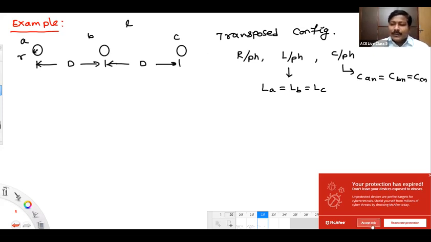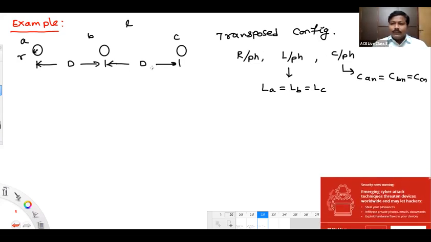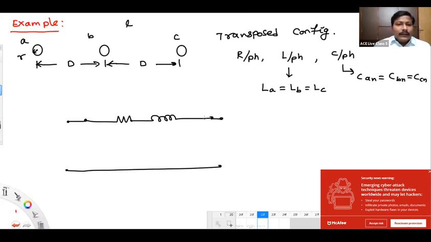Just listen to my words, what I'm saying. After getting this R per phase, L per phase, and C per phase, these three values for length L, we are arranging in a model. So I can say this is the total resistance, and this is the total inductance for the complete length of line L. And the capacitance we will take half here, C by 2, and the remaining half of capacitance we are keeping here. It's a per phase model, C by 2, C by 2.